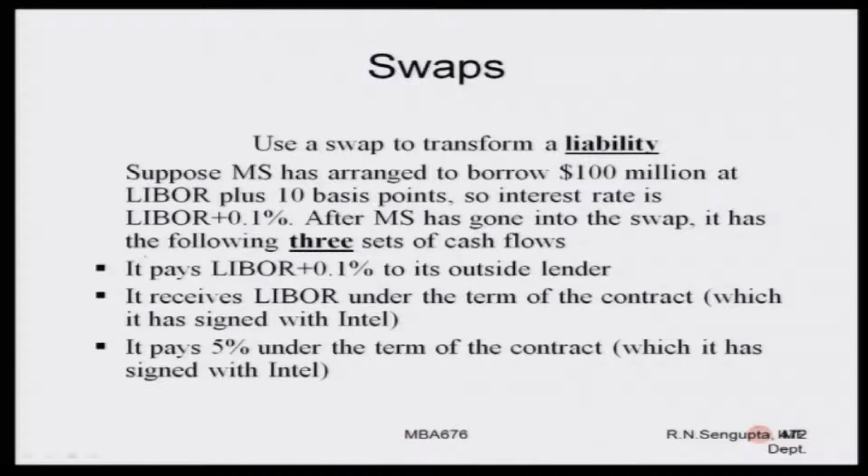So, now a third-party lender is also coming in for Microsoft, and likewise for Intel. It receives LIBOR under the terms of the contract which is signed with Intel in the first instance, and it pays 5% under the terms of the contract which is signed with Intel. So, Intel and Microsoft were exchanging with each other.